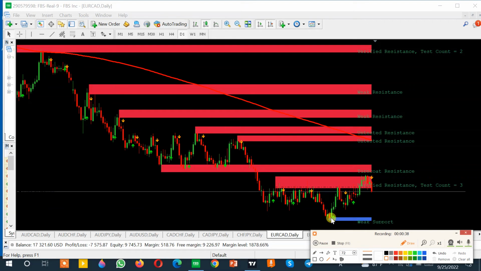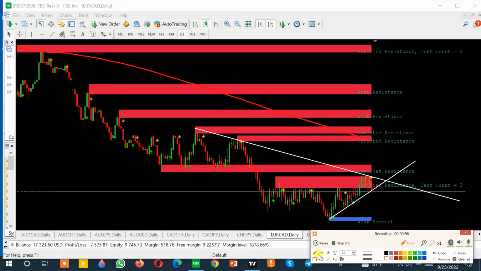First, we are making a trend line here. This is a trend line. Another proven trend line is here. The long-term trend line is down. The short-term trend line is up.